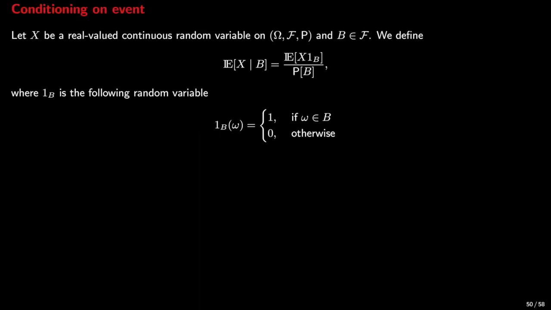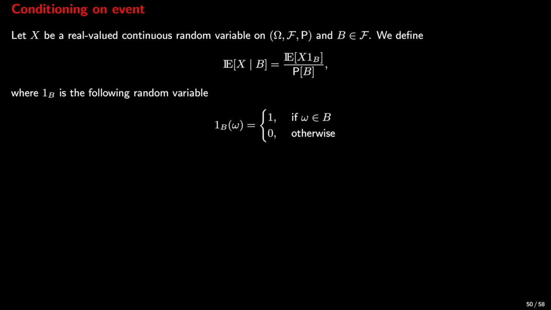Hello and welcome to this video lecture on conditioning of continuous random variables. We will start by defining the notion of conditional expectation for continuous random variables conditional on the occurrence of an event. So let X be a continuous random variable on a probability space (Ω, F, P).